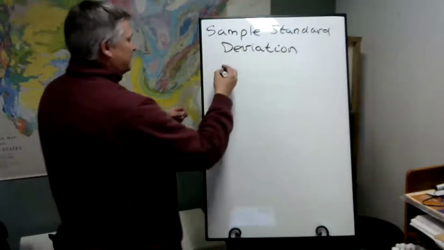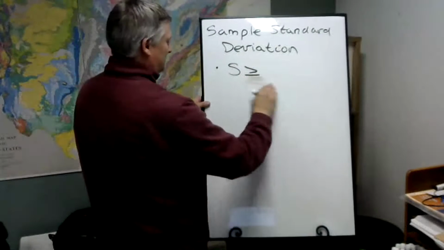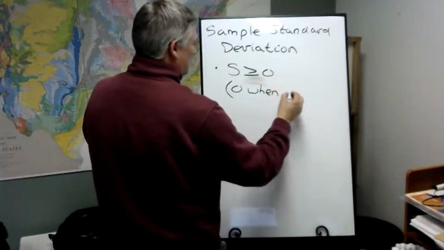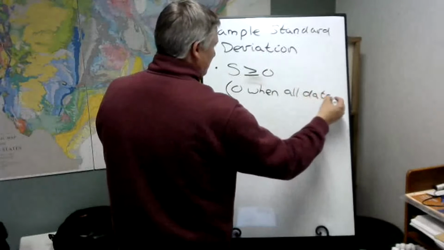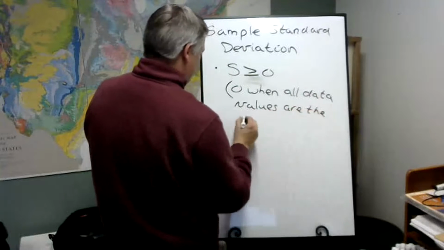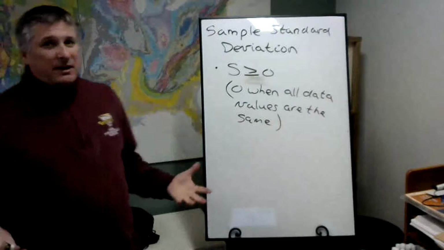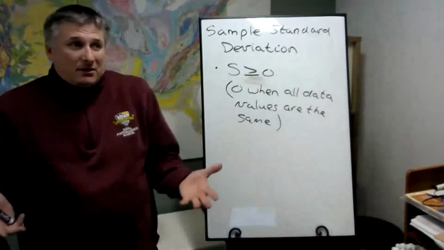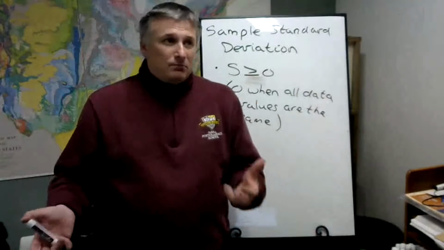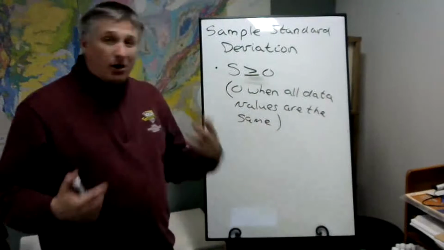So some things about standard deviation. It's greater than or equal to 0, with the exception, it's 0 when all data values are the same. And that kind of makes sense because if they're all the same, well, there's no deviation from anything. They're all exactly the same. So your Arby's sandwiches are going to taste exactly the same no matter which town you go. So it'll be greater than or equal to 0, and it's 0 when all the data values are the same.